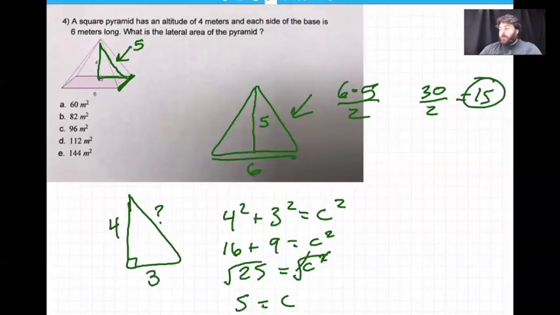Since there's 4 of them, I multiply that by 4. I get a lateral area of 60 square meters. Again, it's meters squared because it's 2-dimensional. Surface area or lateral area is always in 2 dimensions. Talking about a flat object here.